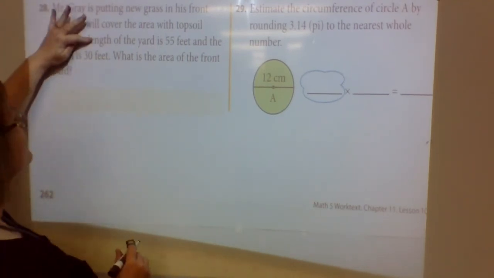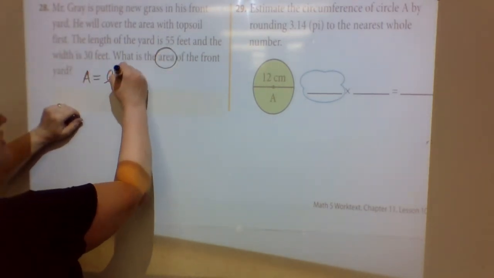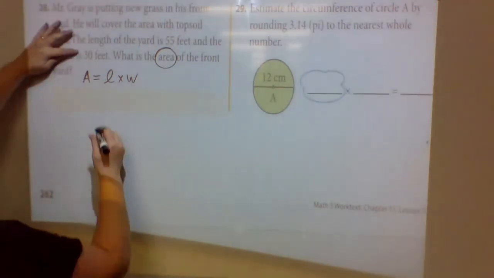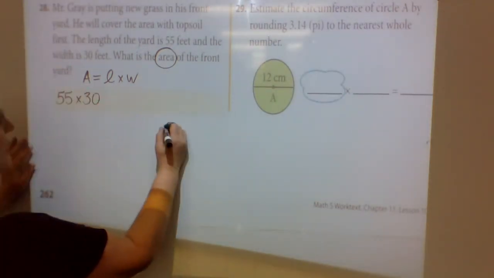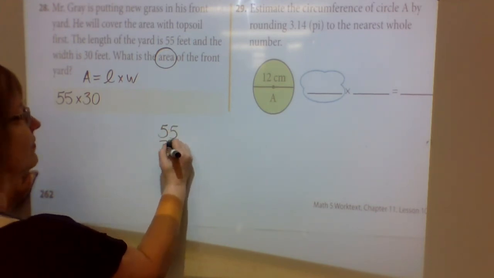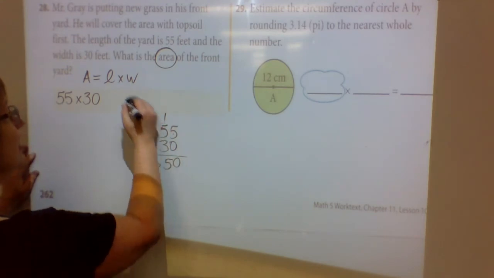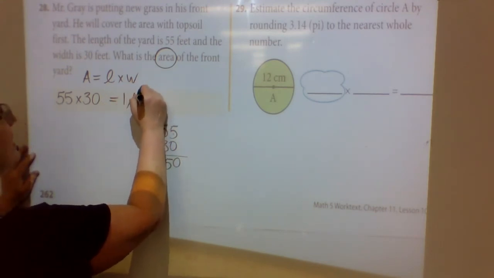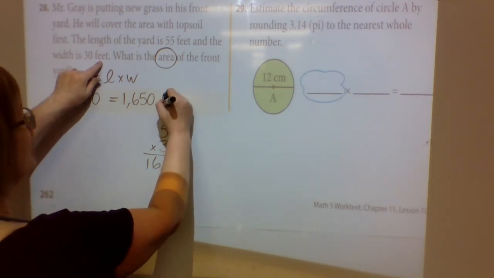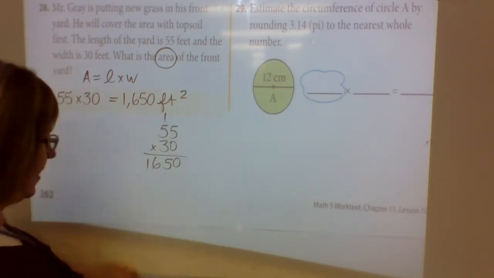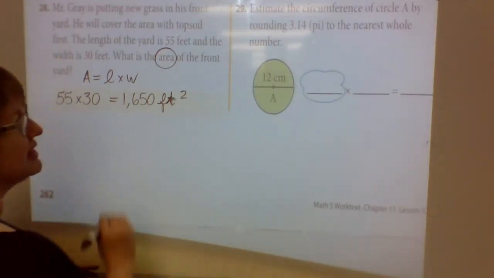Okay, so it's length and we're doing area. So we're going to do area equals length times width. Okay, so we're going to do 55 times 30. 5 times 3 is 15, so it should be 1,650 square feet. Okay, that's a weird T, but that's feet.